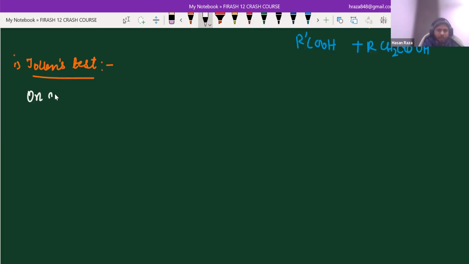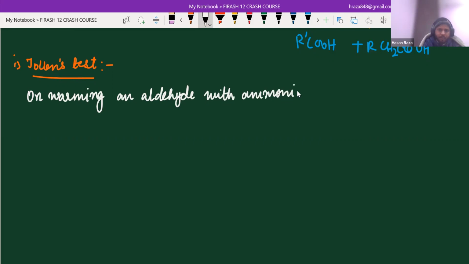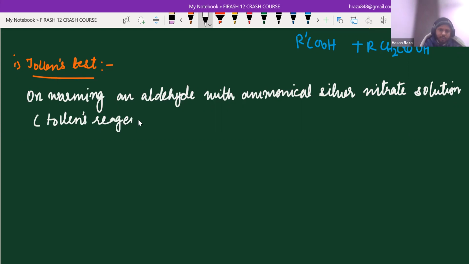So write with me. On warming, an aldehyde with ammoniacal silver nitrate solution, which is Tollens reagent, a bright silver mirror is produced.